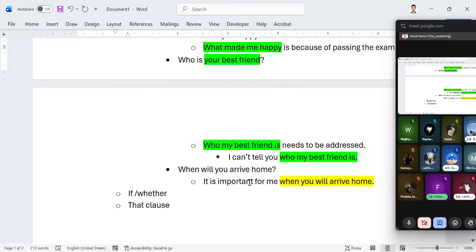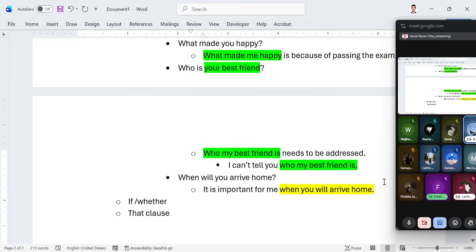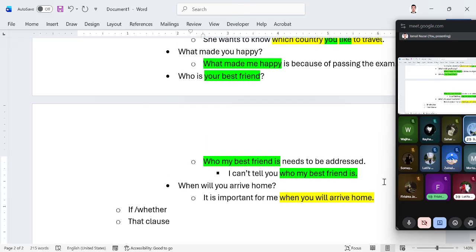Okay, teacher, I got it. And also, I have another question. In the next sentence, "what made me happy is because of passing the test," it looked a little bit strange to me. I think "because of."